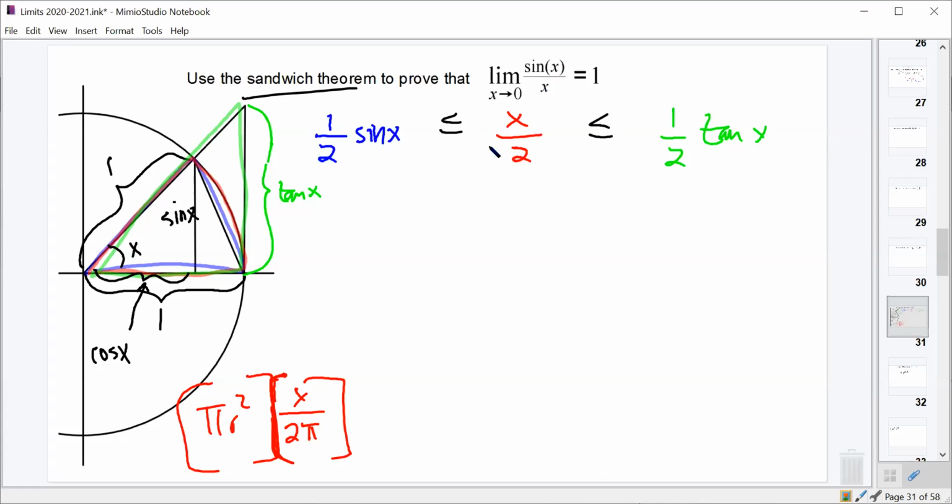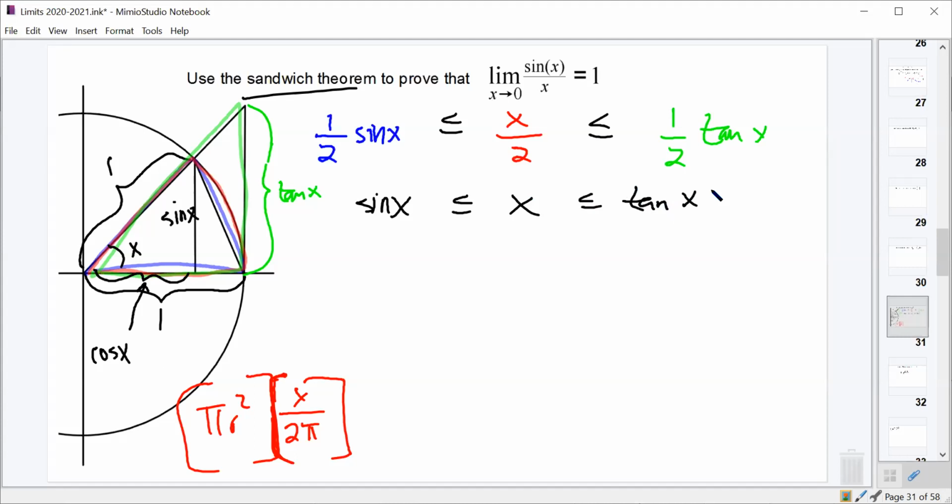So first off, I can get rid of all these halves, right? Apparently, I'm really into having a 1/2 in front of everything today. So we'll get rid of all the halves by multiplying everything by 2. And look at this as sine x is less than or equal to x is less than or equal to tangent x. Everybody feel okay about that? Yep.